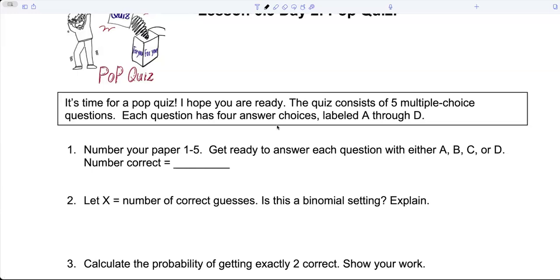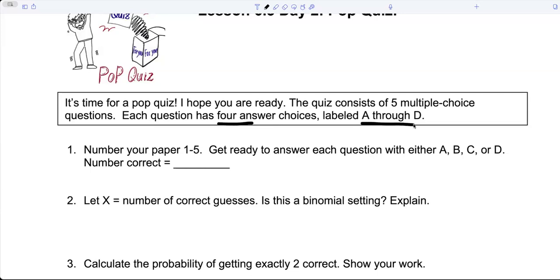It says it is time for a pop quiz. I hope you're ready. Quiz consists of 5 multiple choice questions. Each question has 4 answer choices labeled A through D. So it's kind of like, you have no idea, so just take a wild guess. All right. We're going to let X equal the number of correct guesses. Is this a binomial setting?